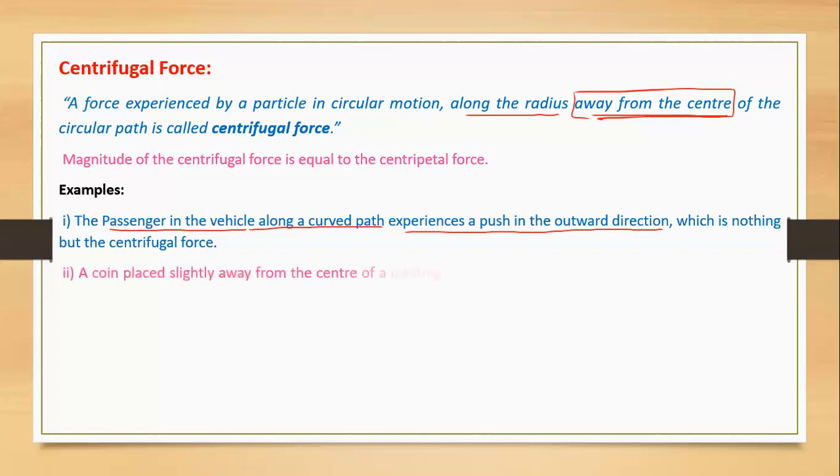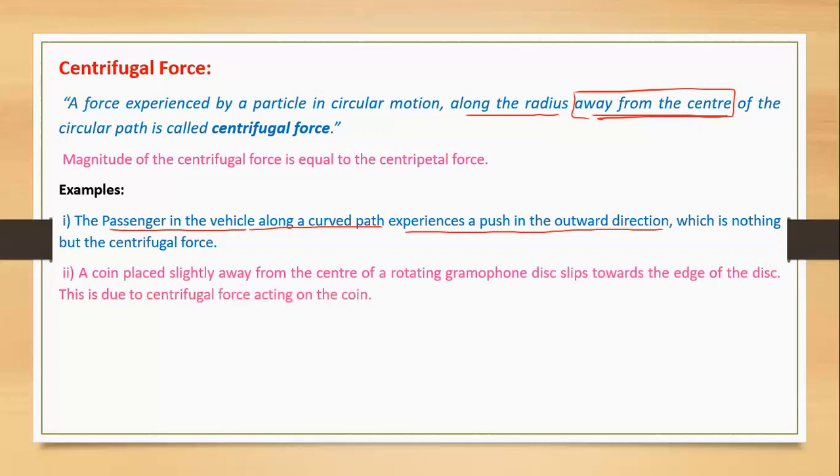Now next example is a coin placed slightly away from the center of rotating gramophone disc. When we place the coin on the disc, and as it starts rotating, then the coin slips toward the edge of the disc. This is due to centrifugal force. So why does the coin slip towards the edge? Because of centrifugal force.